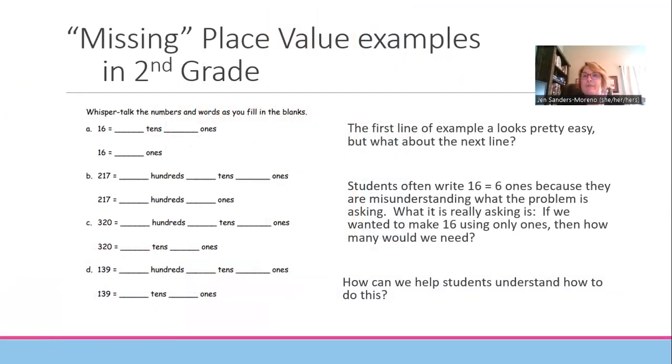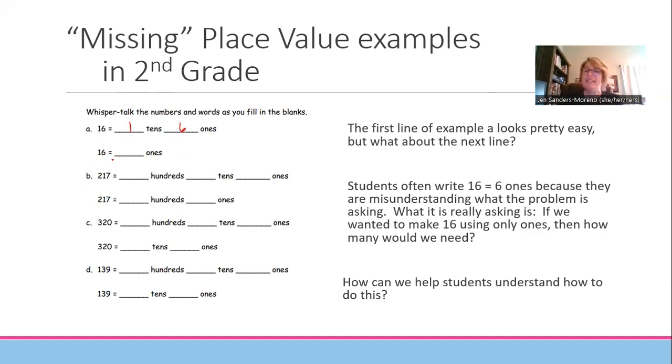Missing place value problem. The reason why I call this missing is, let's go ahead and look at this example that's again from the second grade Common Core textbook. And I love that it says whisper talk. I can just see these little 7-year-olds whispering to each other. Okay, so whisper talk the numbers and words as you fill in the blanks. The very first one says 16 equals how many tens and how many ones. And a student hopefully would go, oh, there's 1 ten and there's 6 ones.